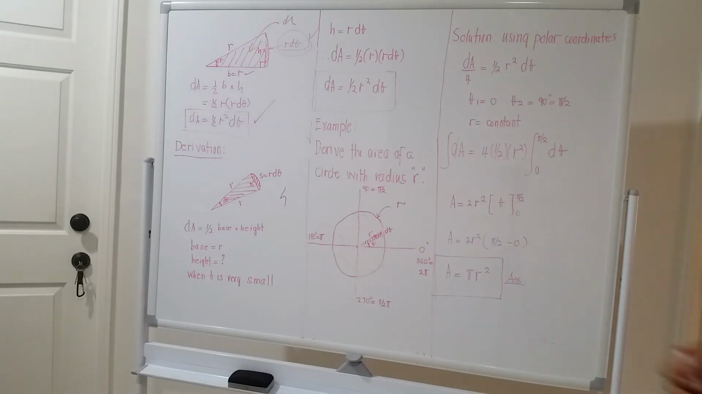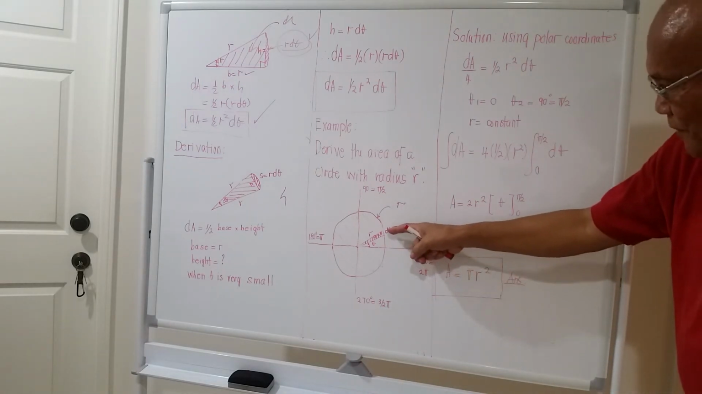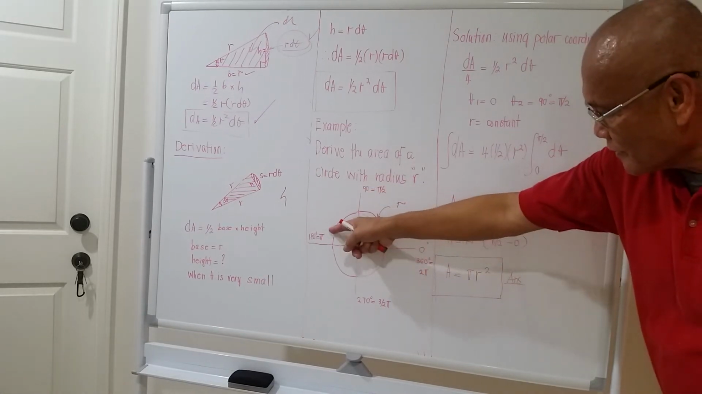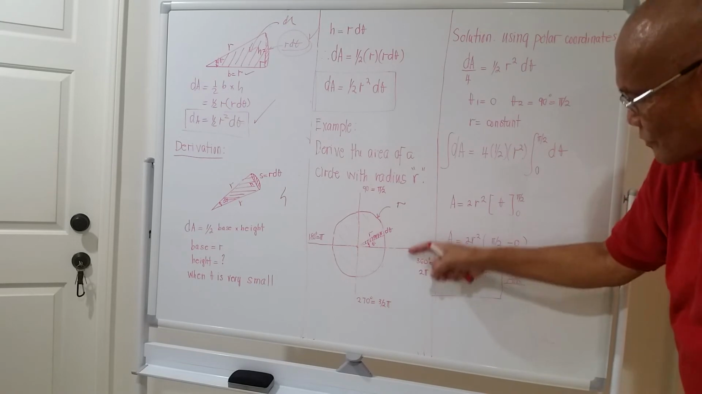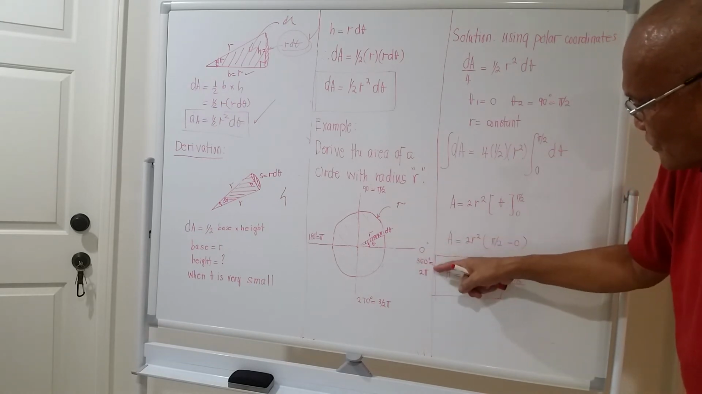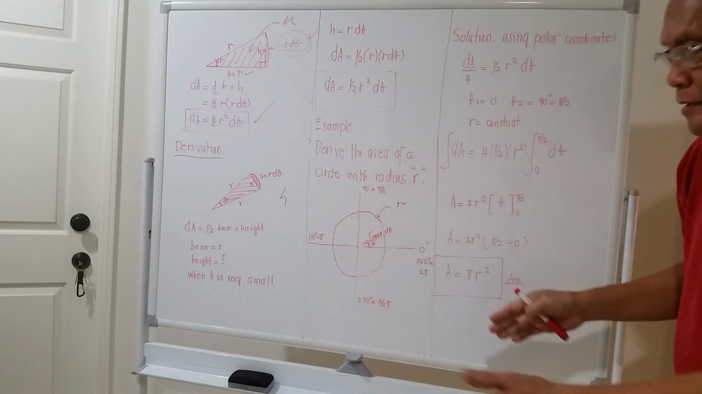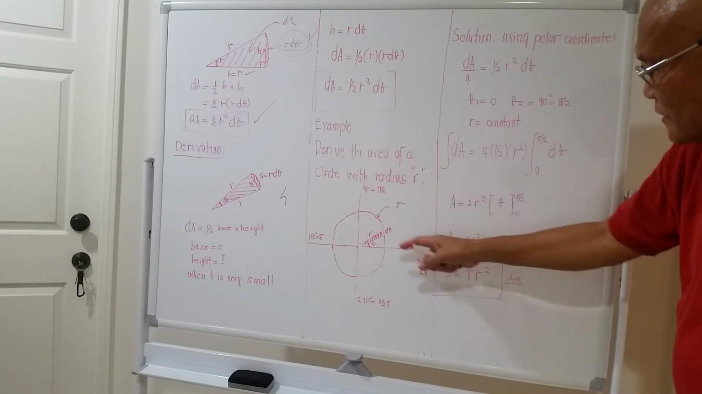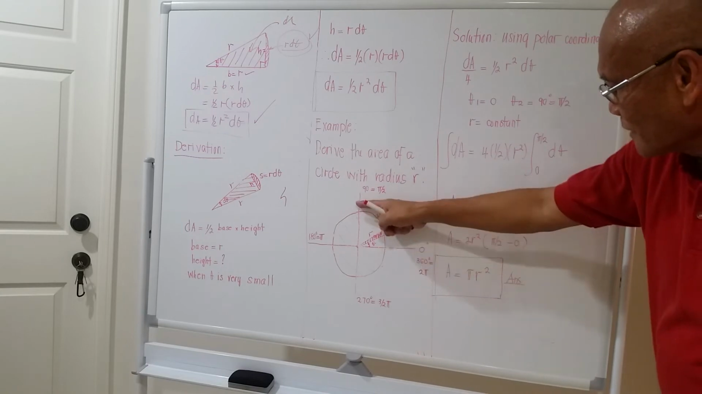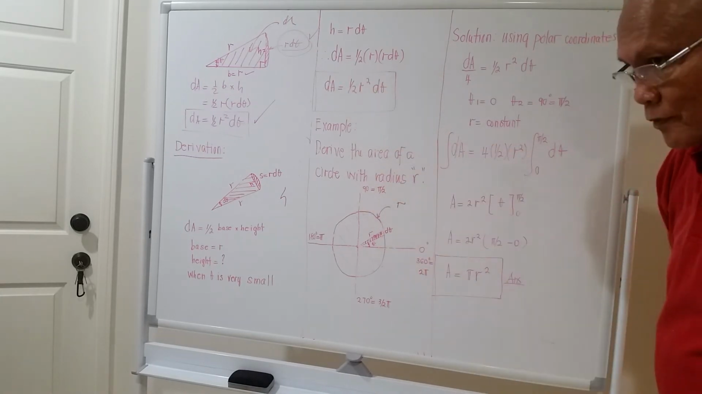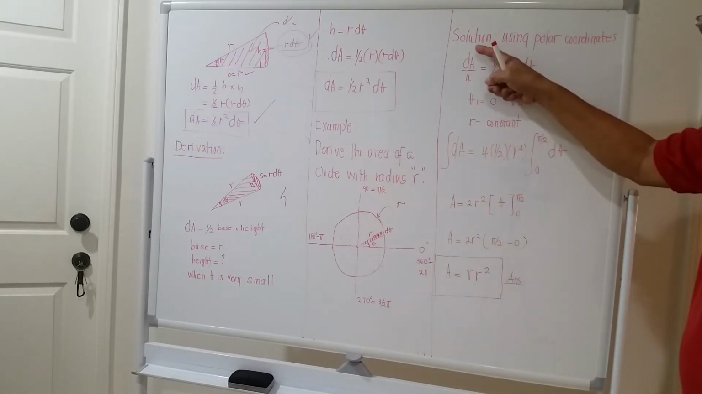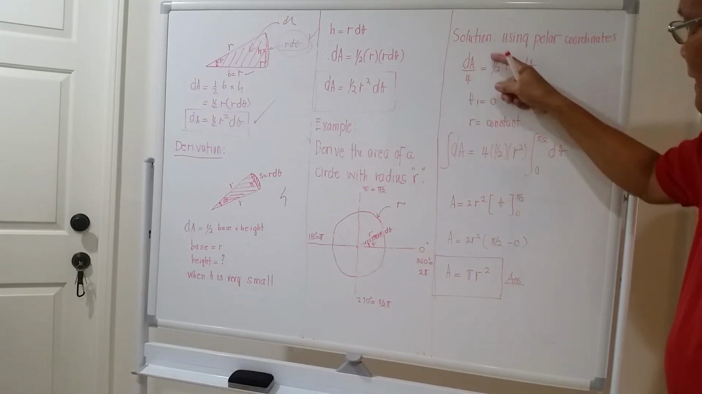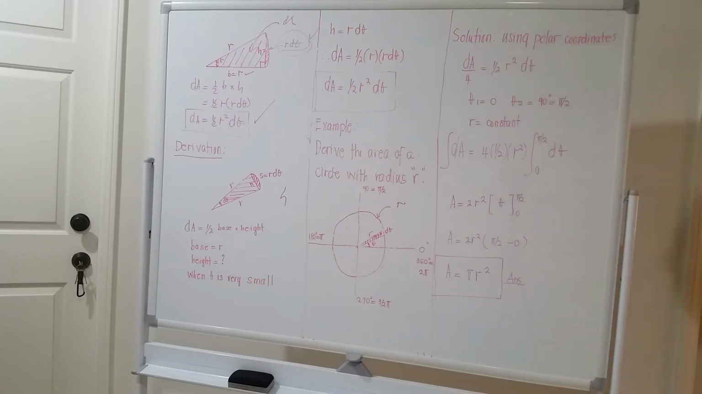We must rotate this differential area from 0 to 90, 90 to 180, 180 to 270, then 270 to 360, or 0, one complete revolution. Or by using symmetry, you just rotate the differential area from 0 to 90 degrees, then multiply it by 4. So differential area over 4 will be equal to 1/2 of r squared differential theta.